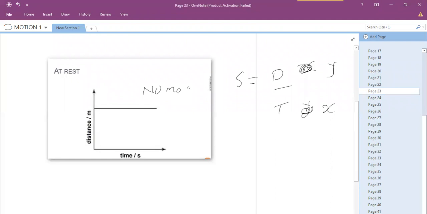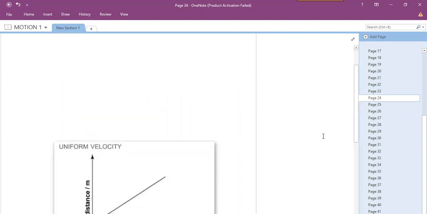So every time you see a horizontal straight line, it means there is no motion. The object is at rest. For a distance time graph, a straight line like this means there is no motion. Please, this only applies to a distance time graph. So a straight line under a distance time graph means we have no motion.